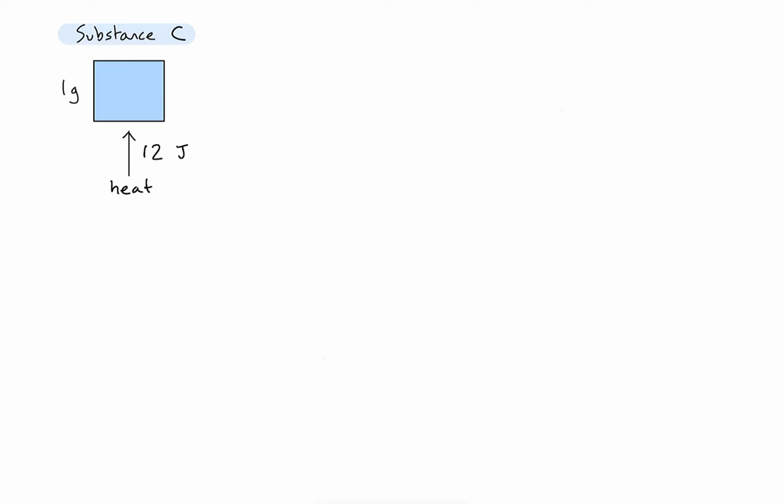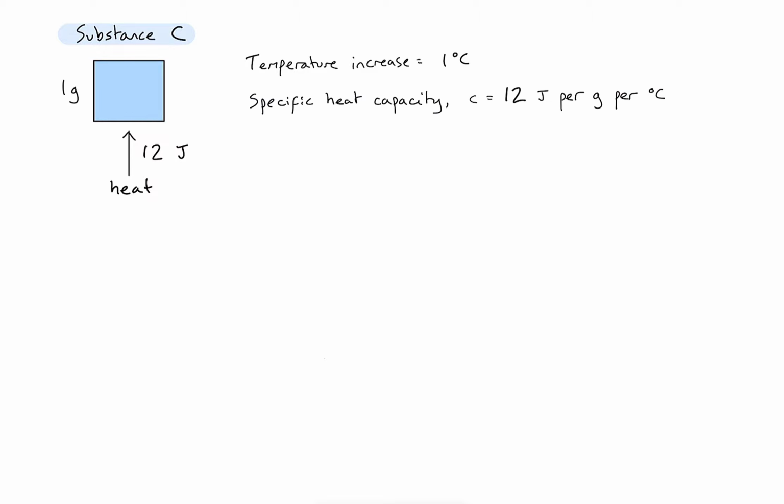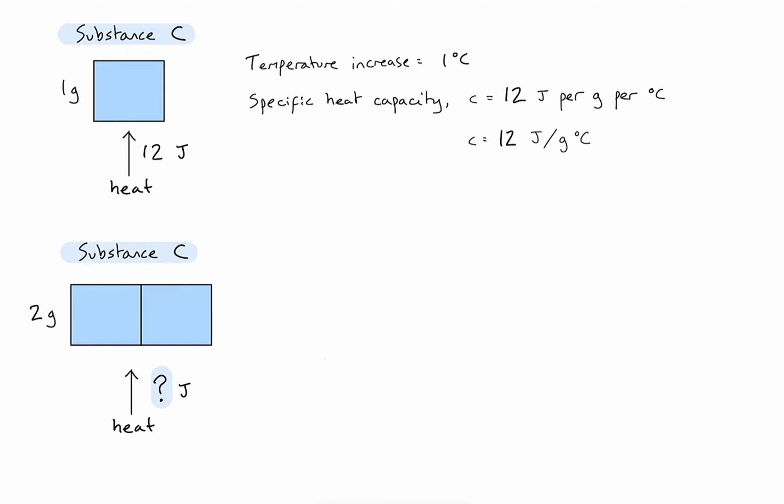So there's my substance C. We know that it took 12 joules of energy to increase the temperature of 1 gram by 1 degree. So substance C has a specific heat capacity of 12 joules per gram per degree. And again, I could write that slightly more easily using that slash to represent the per. So what happens then? Let's take this example.